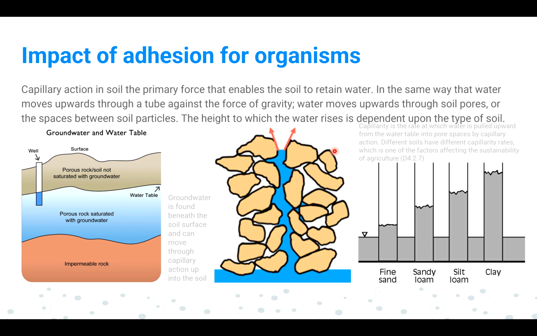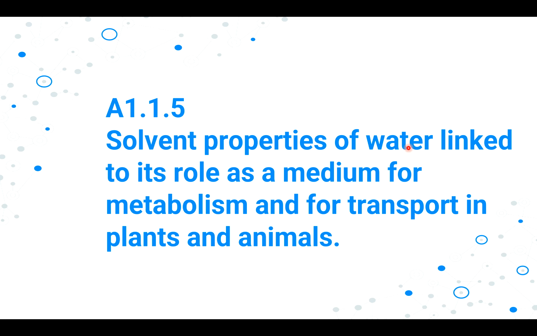Capillary action in soil is the primary force that enables the soil to retain water. In the same way that water moves upward through the tube against the force of gravity, water moves upward through the soil pores, or the spaces between the soil particles, and the height of this water rise depends upon what kind of soil it is. That will decide the capillary action of the water.